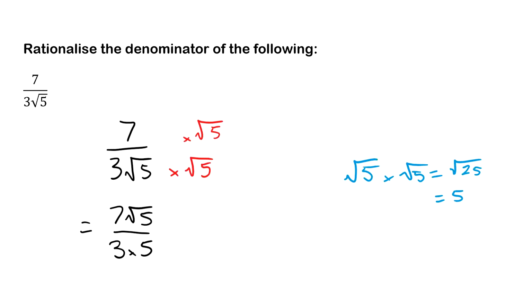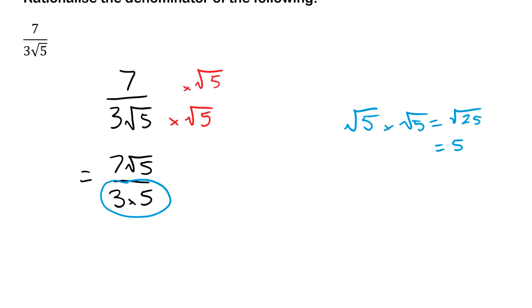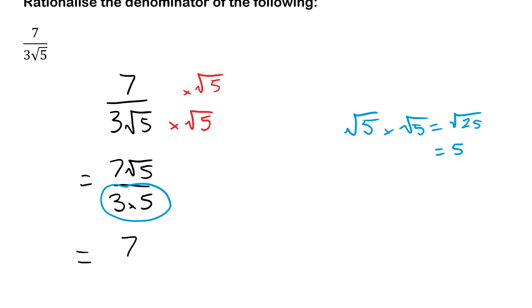Next, we need to simplify this a little bit further because we have a 3 times 5. We can tidy that up and get 7 root 5 over 15. You then look if you can simplify that down any further. In this case, we can't, so that is our answer there.